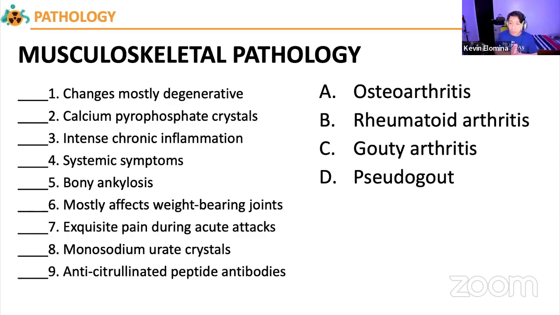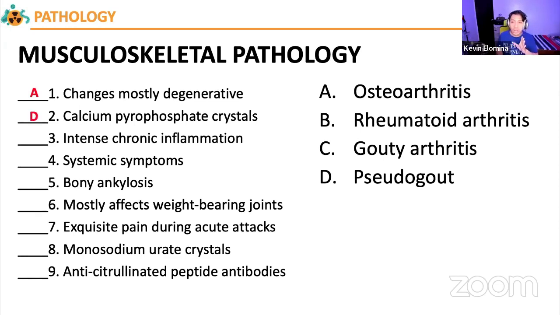Okay. Differentiate these three. Okay. Degenerative, that's your osteoarthritis. So it relates to wear and tear. And therefore, the most abused joints are the ones at risk of developing osteoarthritis. Okay. Now, for your calcium pyrophosphate crystals, that is for your pseudo-gout.